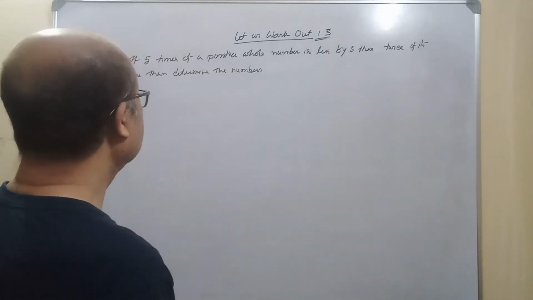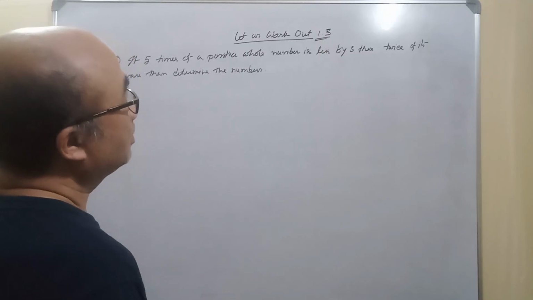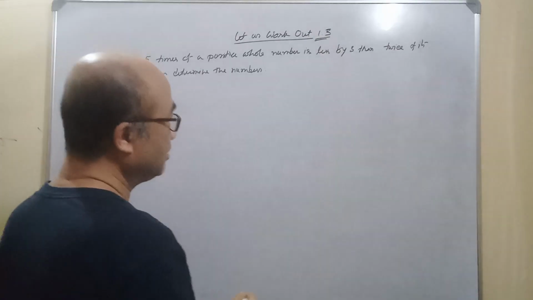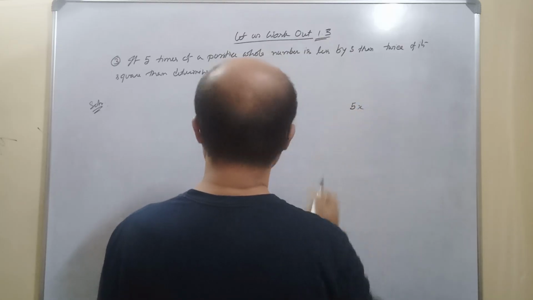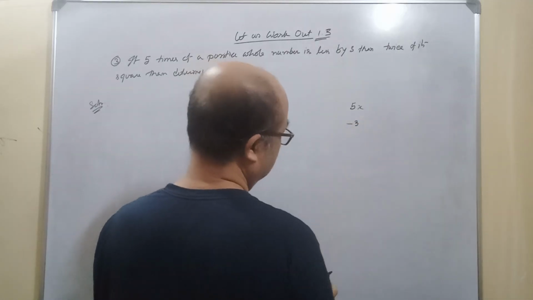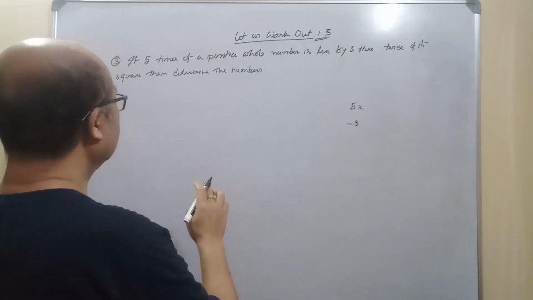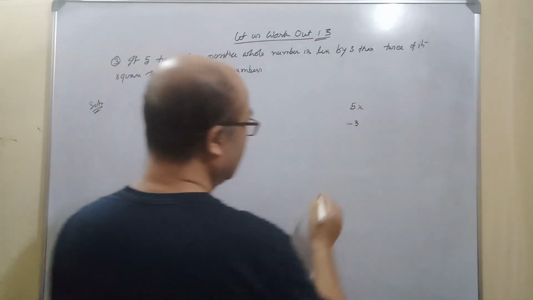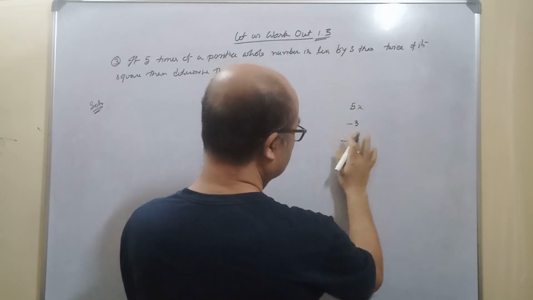So what does it say? It says that there is a positive whole number. First, you have to simplify it. There is a positive whole number, and the condition is that 5 times, suppose the positive whole number is x, then 5 times the positive whole number is less by 3, less means minus, less by 3 than twice its square. Twice its square is 2x squared.